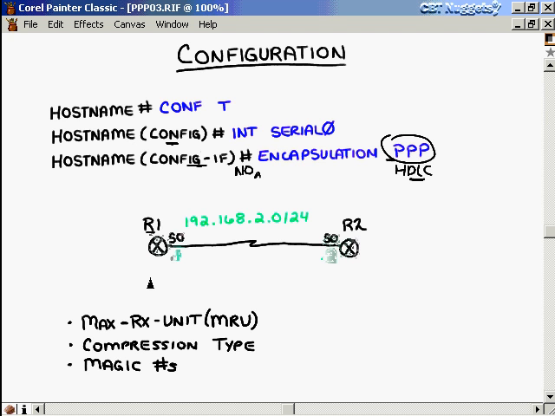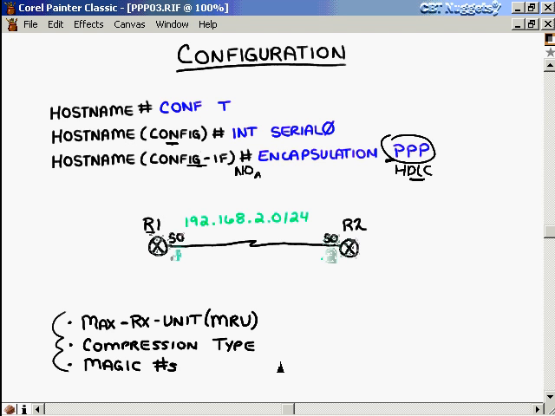We can change things like the maximum receive unit. We can change compression types. We can also choose, or choose not, to use magic numbers. These are commands that can be used as well, but because we can take the defaults, as soon as we issue this command, we can get up and running between these two routers pretty quickly. If you're not familiar with these variables here for the advanced configuration, don't worry about it.